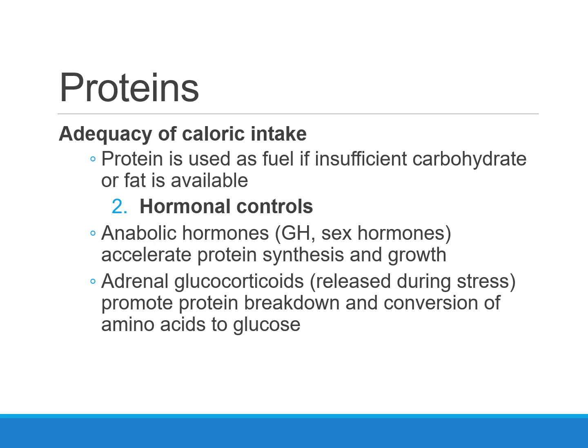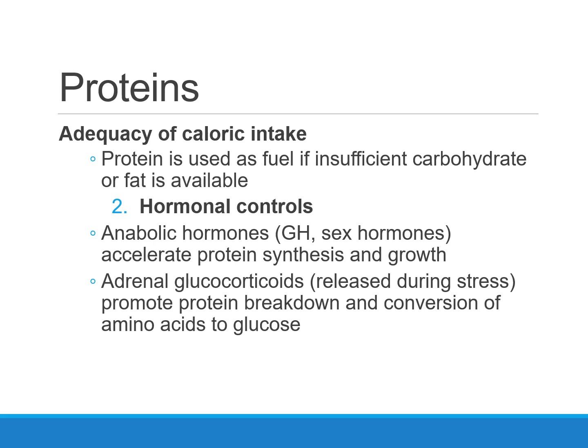The other thing about proteins is the hormonal controls. Our anabolic steroids, or anabolic hormones, our growth hormone or sex hormones like testosterone and estrogen, they accelerate protein synthesis and growth, and so we need to make sure that we are consuming more protein when we're going through one of those states, like a growth state. That's what you see when kiddos are going through growth spurts, of course. The adrenocorticoids are the ones that are released during stress. They promote protein breakdown and conversion of the amino acids to glucose so that we can use them for fuel.